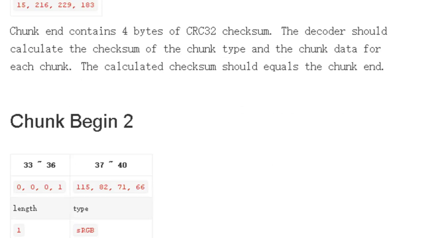Chunk n contains 4 bytes of CRC32 checksum. The decoder should calculate the checksum of the chunk type and the chunk data for each chunk. The calculated checksum should equal the chunk end.